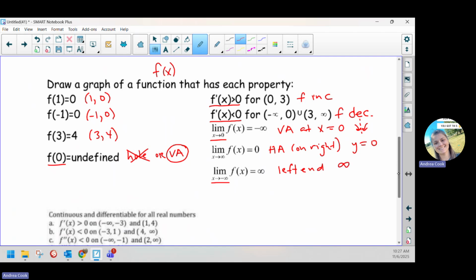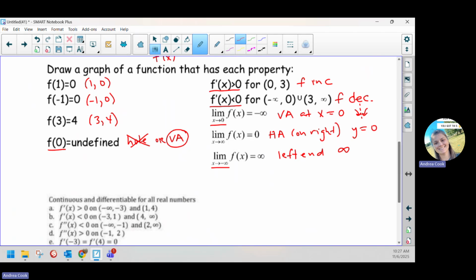So now we're going to take all these clues and sketch a picture. So I'm going to sketch it over here. I'm going to start by plotting some points.